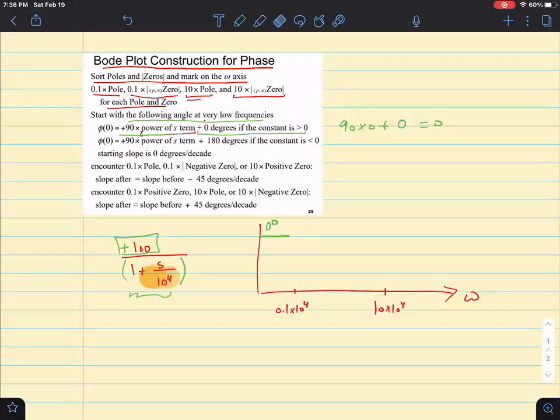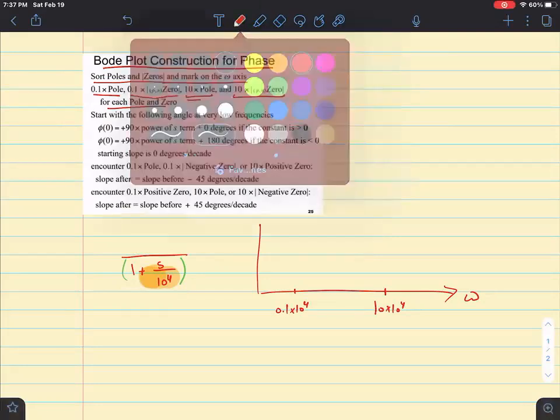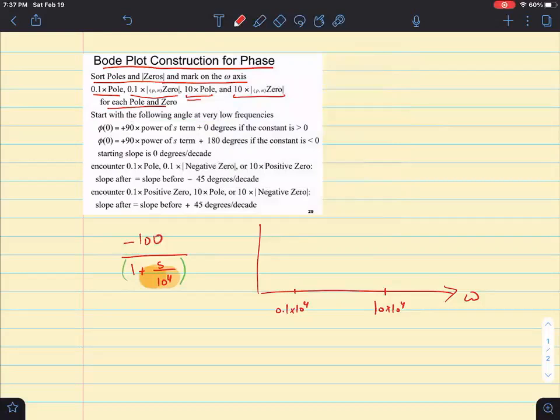Now, let us say, for example, that my gain is negative. I have an inverting amplifier and my gain is of the form minus 100 over 1 plus s over 10 to the 4. So I'm going to look at my constant, which is negative, and my power of s is 0, this is times s to the 0. So I will have 90 times 0 plus 180 degrees. This is my initial phase. So I'm going to start here from 180 degrees.